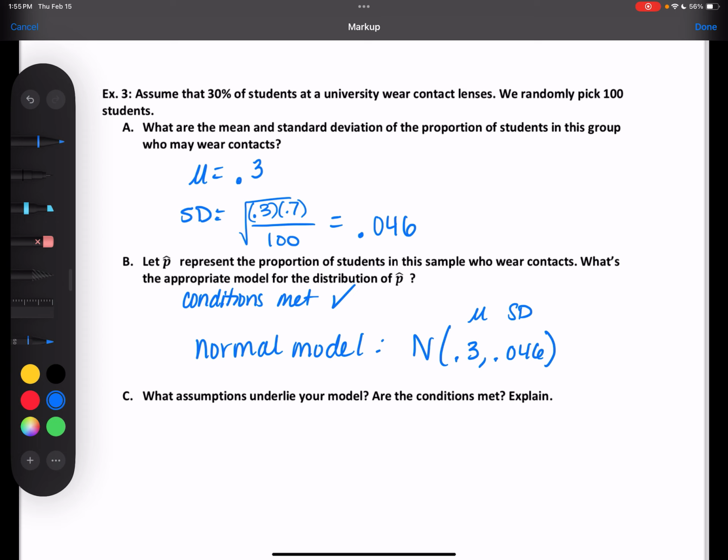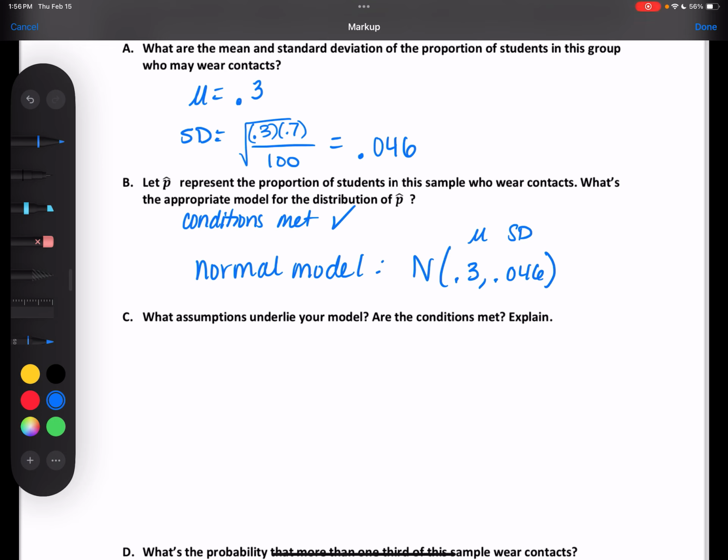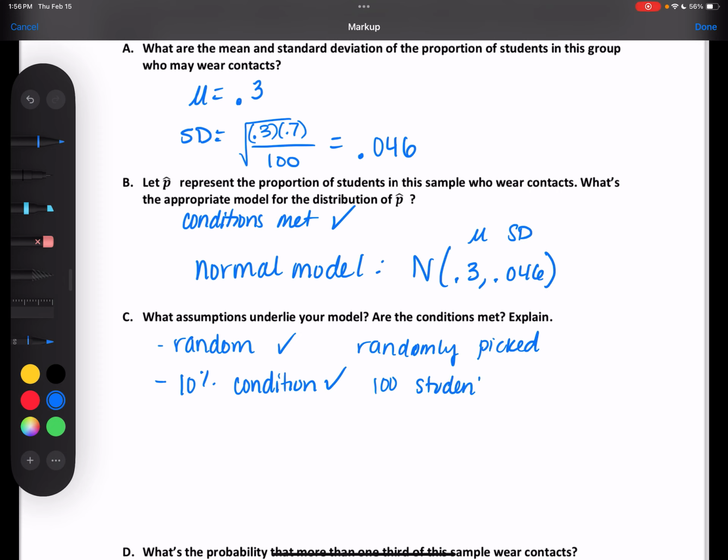The next question asks for the assumptions, which you just technically did. What assumptions? The stuff that we just said basically goes in this part, but I didn't read down and see that that's what this question was. Like the condition stuff? So basically, is it random? They're randomly picked. Because it says explain, so go through and do that. 10% condition: 100 students is less than 10% of all university students.